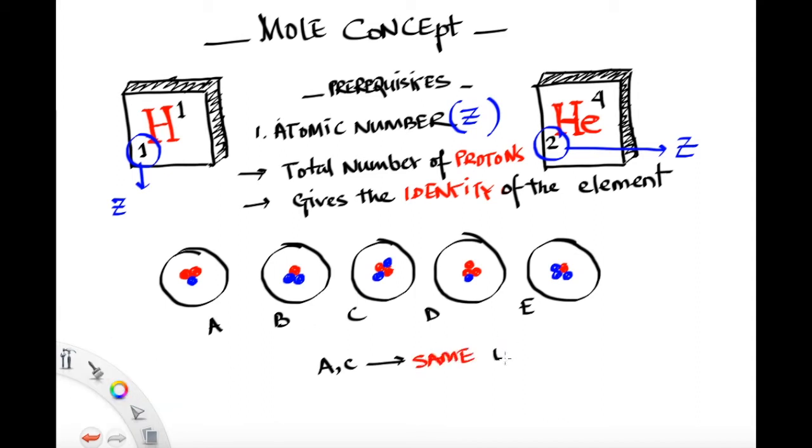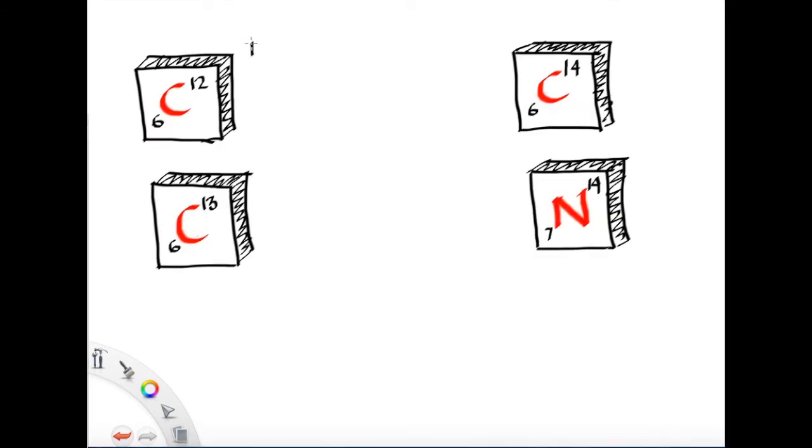Now A and C, they have the same number of protons, so basically they're the same element. And yeah, as well as B and E, they have the same number of protons, so they too are the same element. Doesn't matter if the neutrons are same or different, same number of protons means same element. Okay, the next thing that we need to talk about is mass number.